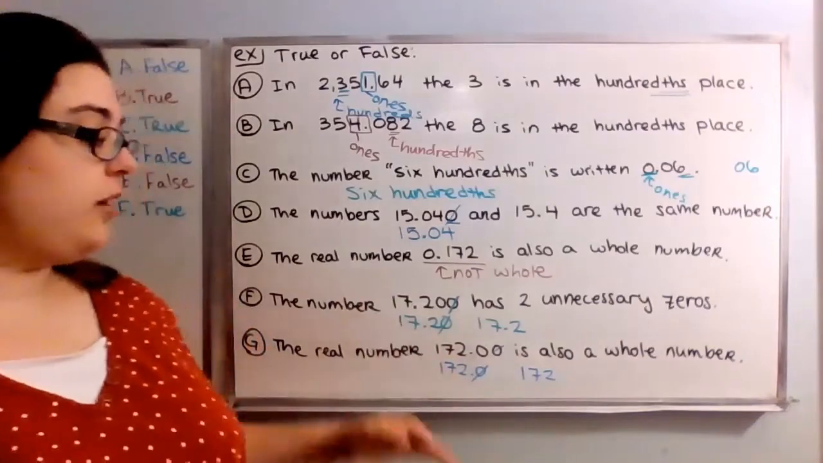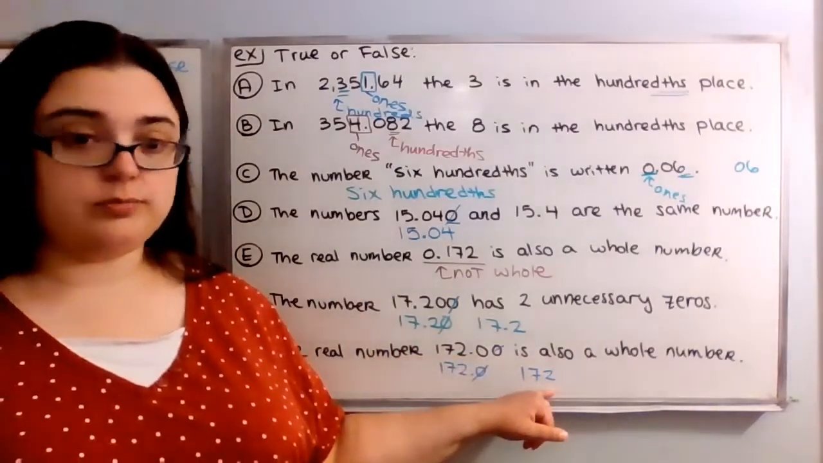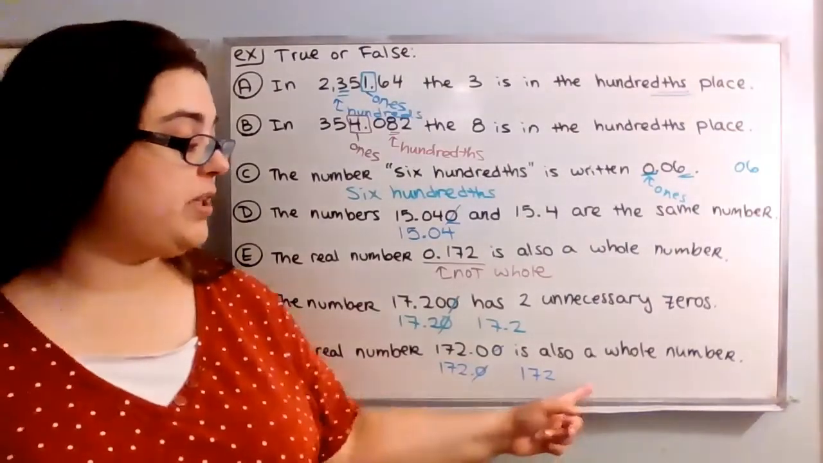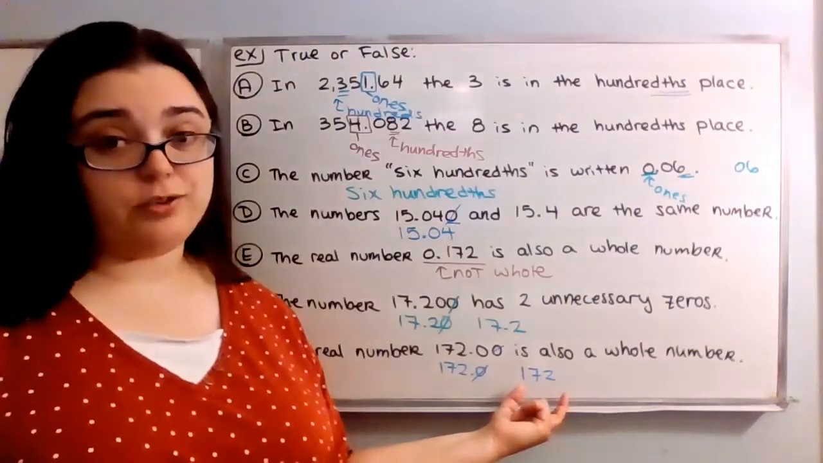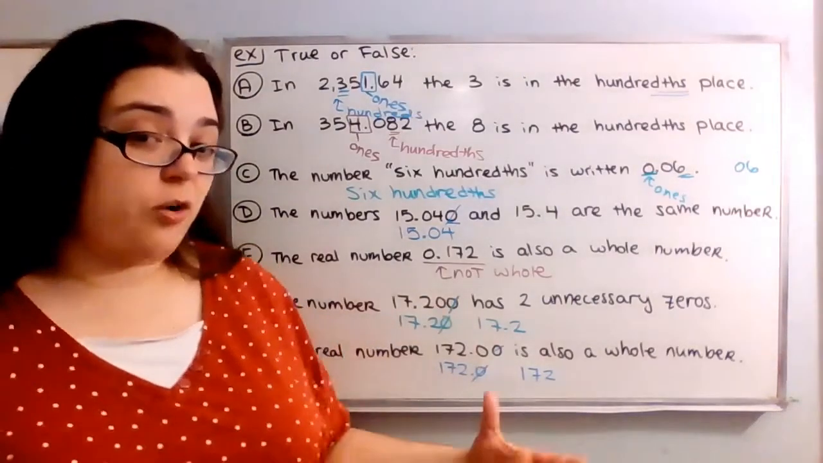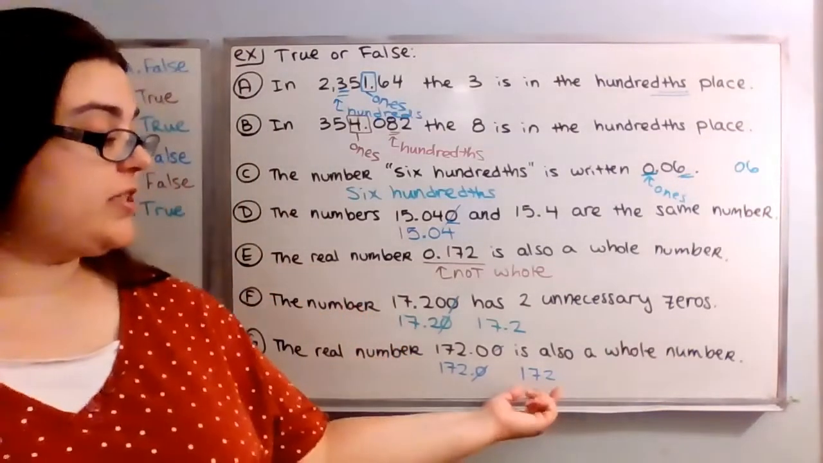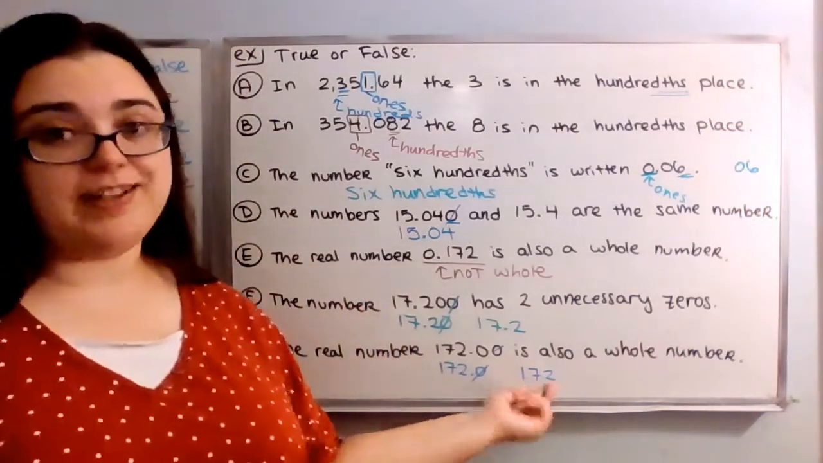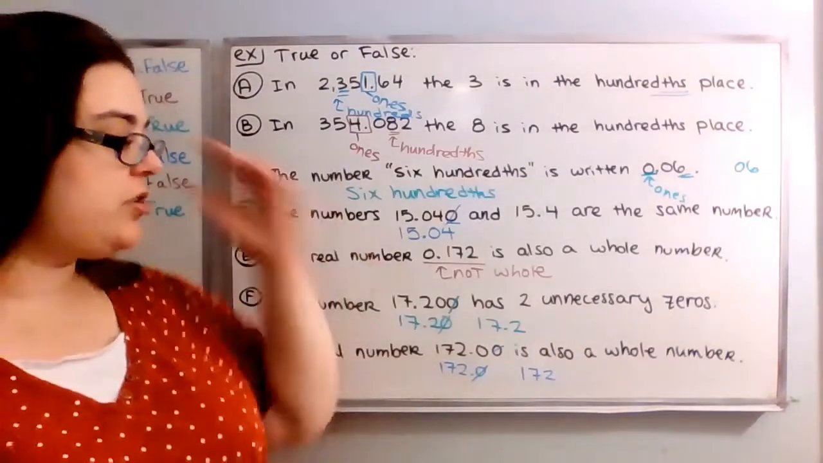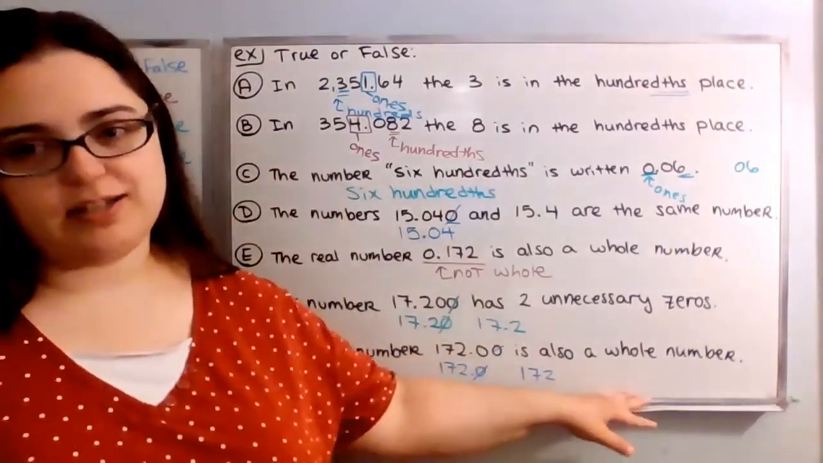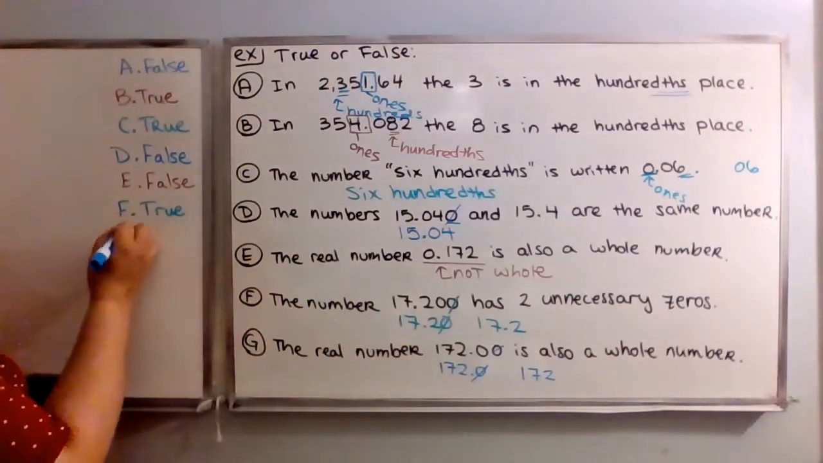So this means that 172.00 is the same as 172. Notice there's no decimal piece now on this number. It's just the whole number part, the 172. Because it's just the whole number part, that means it is a whole number. So this whole number 172 is a real number. In fact, every whole number is also a real number because you can rewrite it with some extra unnecessary zeros if you wanted to. So part G is going to be true.